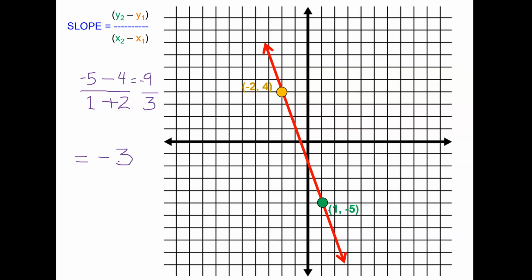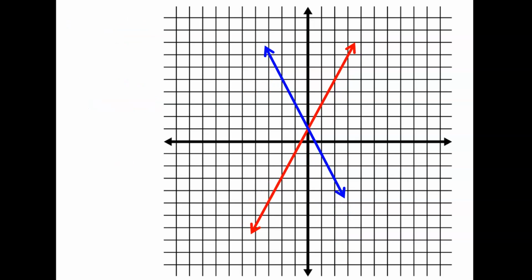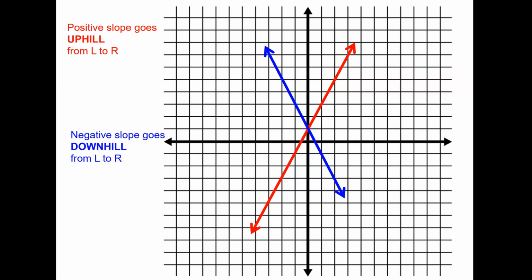Remember the previous line that we did 2 examples for? It was running uphill this way. And remember it had a positive slope? This example has a negative slope, and it is running downhill. This is an important distinction to remember. The red arrow in this example is running uphill. Therefore, it has a positive slope value. The blue arrow is running downhill. Anything that runs downhill has a negative slope.